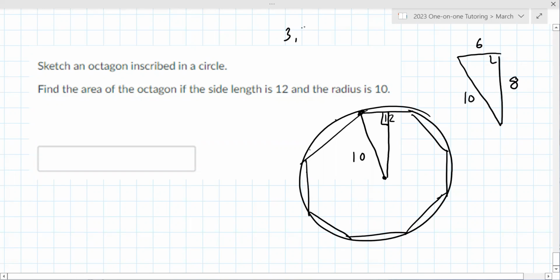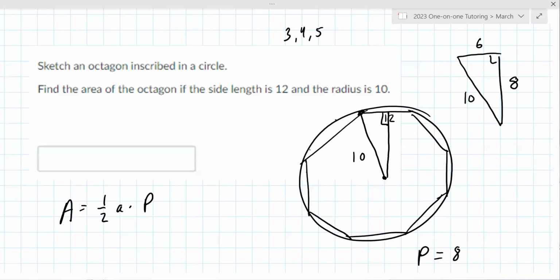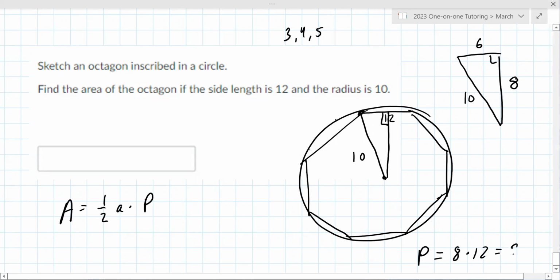You might have seen those in class, 3, 4, 5, and there's a few others, but that's okay, because there's more to do here. So the area is 1/2 the apothem times the perimeter. Okay, let's do the perimeter first. The perimeter is this 8 sides, and what is each side length? 12. So 8 times 12, which is 96. And then the apothem, we just calculated at 8, times the 96.